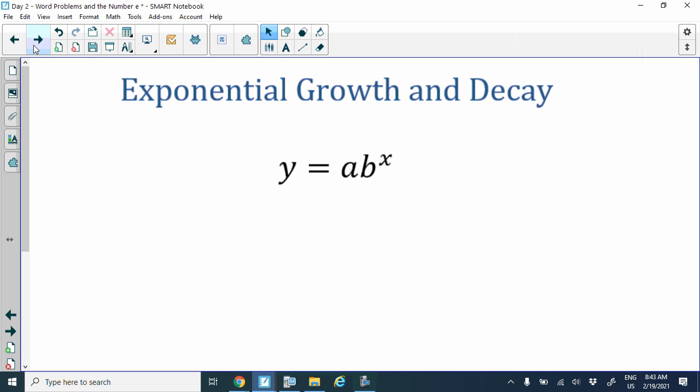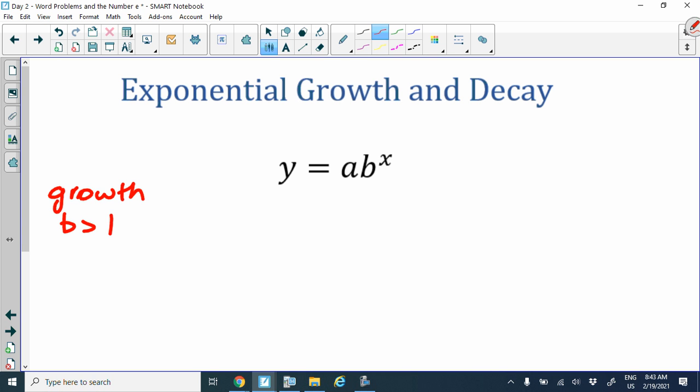Okay, so let's go ahead and talk about exponential growth and decay. So we know that when our b value is greater than 1, that is what we call a growth function, right? Now, when we are dealing with word problems, basically our growth model is going to be as so. It's going to be y equals a times 1 plus r to the t.